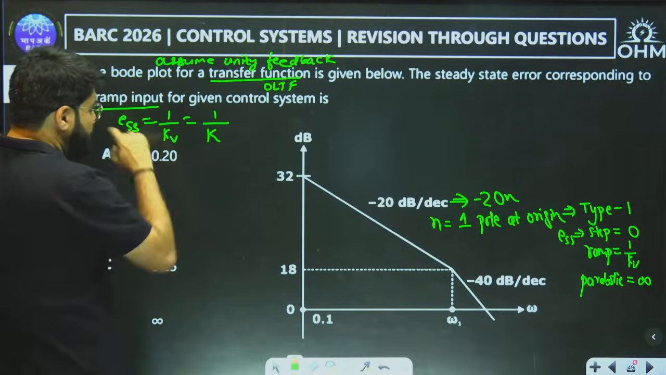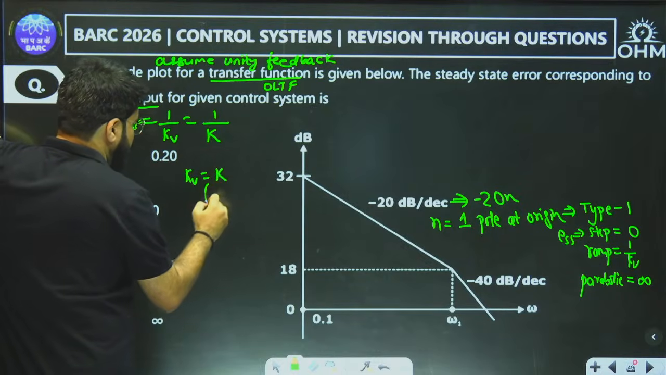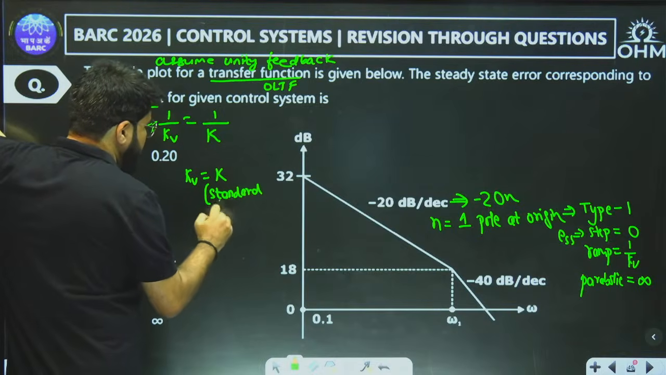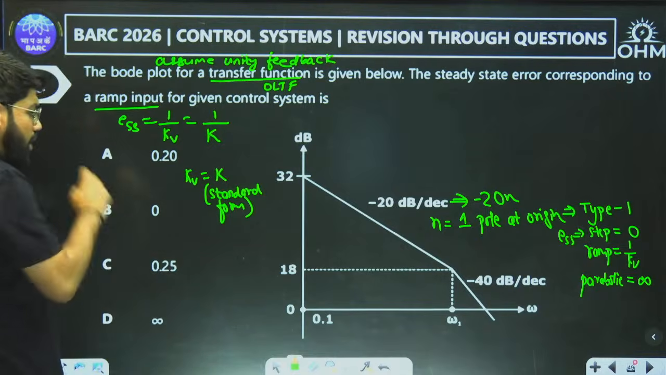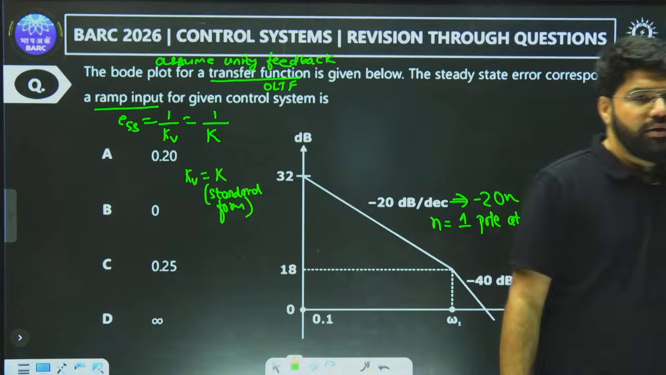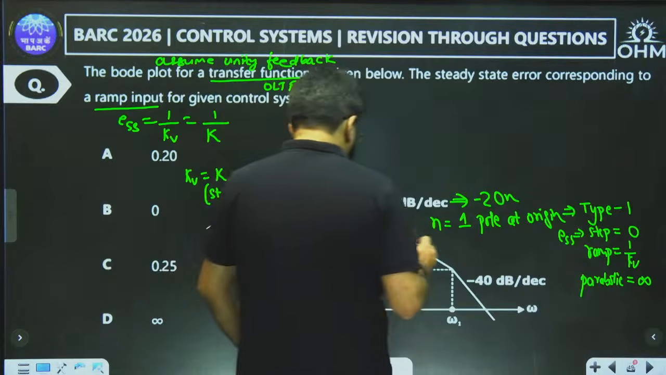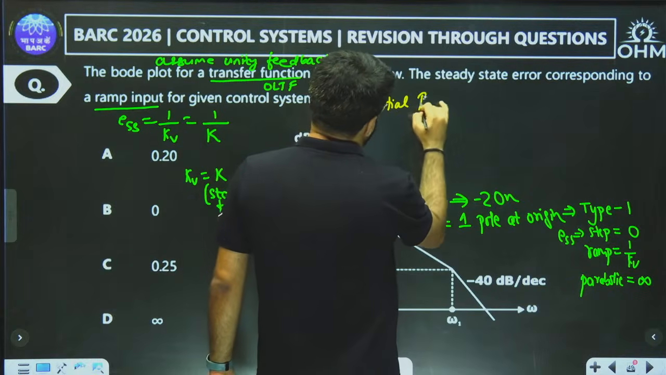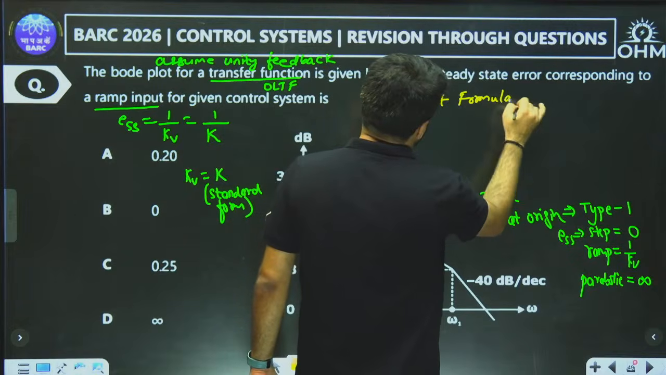Now Kv equals K of the standard form. Standard form means time constant form. Now, what is the K? For the time constant form, I always use the initial part formula. What is the initial part formula for the Bode plot? It is very helpful in many questions.